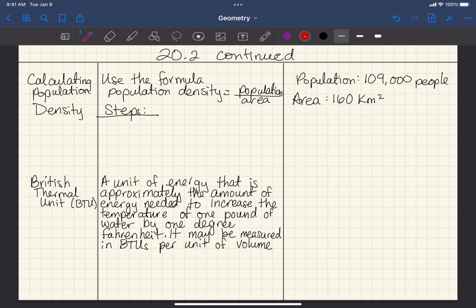But it's pretty straightforward. Once again, my first step is to find any missing information. Luckily, in this case, I don't have any, right? I'm given my population, I'm given my area. So I can just jump straight in to finding the population density. I'm just going to call it the pop density.